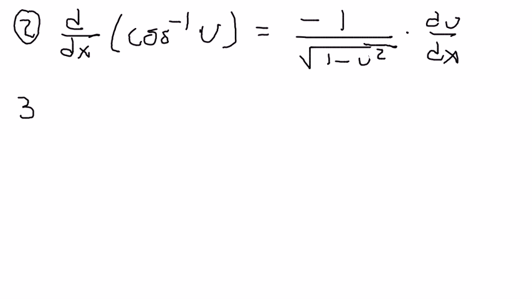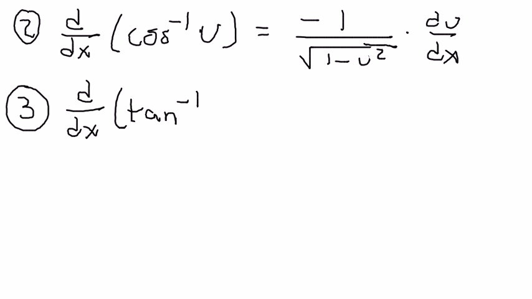The third one, the inverse tangent. This is the one that I have seen on the AP exam more often than the others. I'm not really sure why that's true, but that's what I have witnessed. It's going to be 1 over u squared plus 1 times du dx.